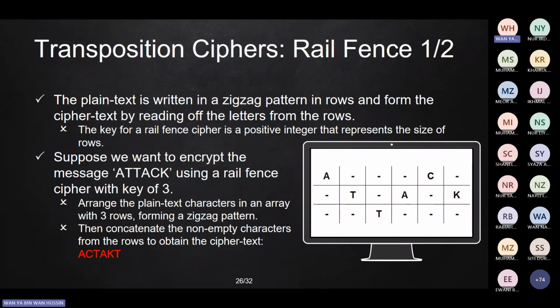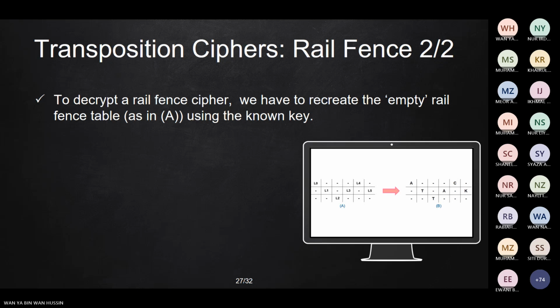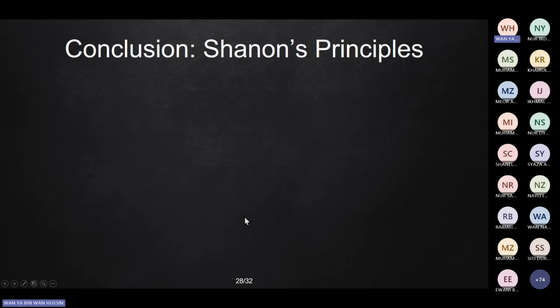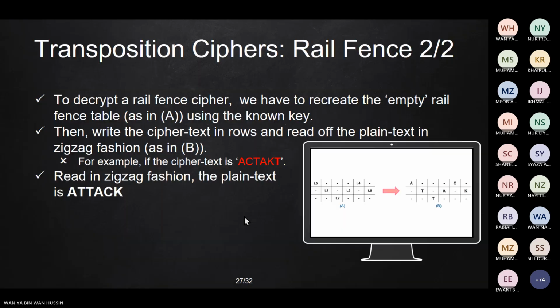Okay, how to decrypt it? We create the same table again, and then we write letter number 1, number 2, number 3, number 4, number 5, and then we write row by row and read zigzag. So we will get attack. That is how we do decryption.